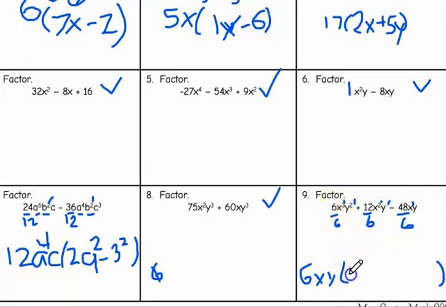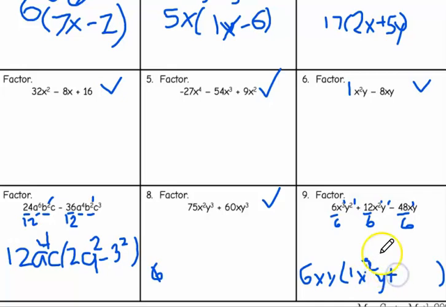6 divided by 6 is 1. So this one we took out only one of the x's, and there's 3 here, so it's x to the 2. And this is y, so we only took out 1 y, so y.